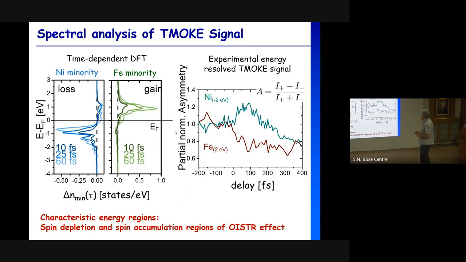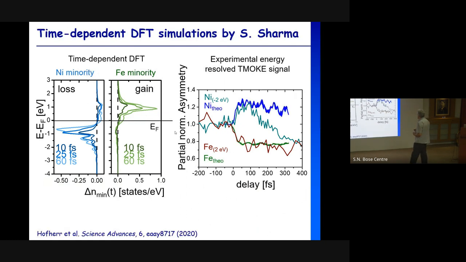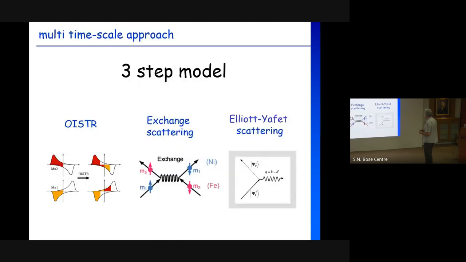So Sangeeta has done some TDDFT calculations. You see here the loss, and you see here the gain. And now they compared it with our measurements, and you see the fit is quite good in the beginning. We have a deviation here, and that's clear, because thereafter we have the Elliott-Yafet effect, and that was not included, or Sangeeta cannot include that in her calculation. So it was not astonishing that we just have a fit in the first 100 femtoseconds. Thereafter, there are local spin-flip processes which are not included.